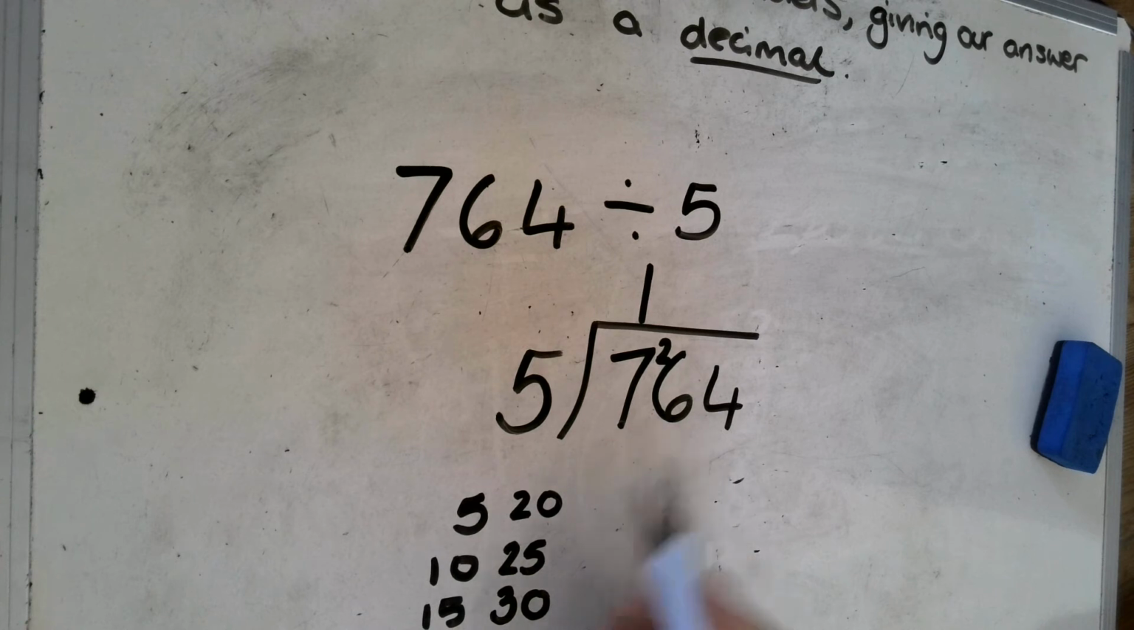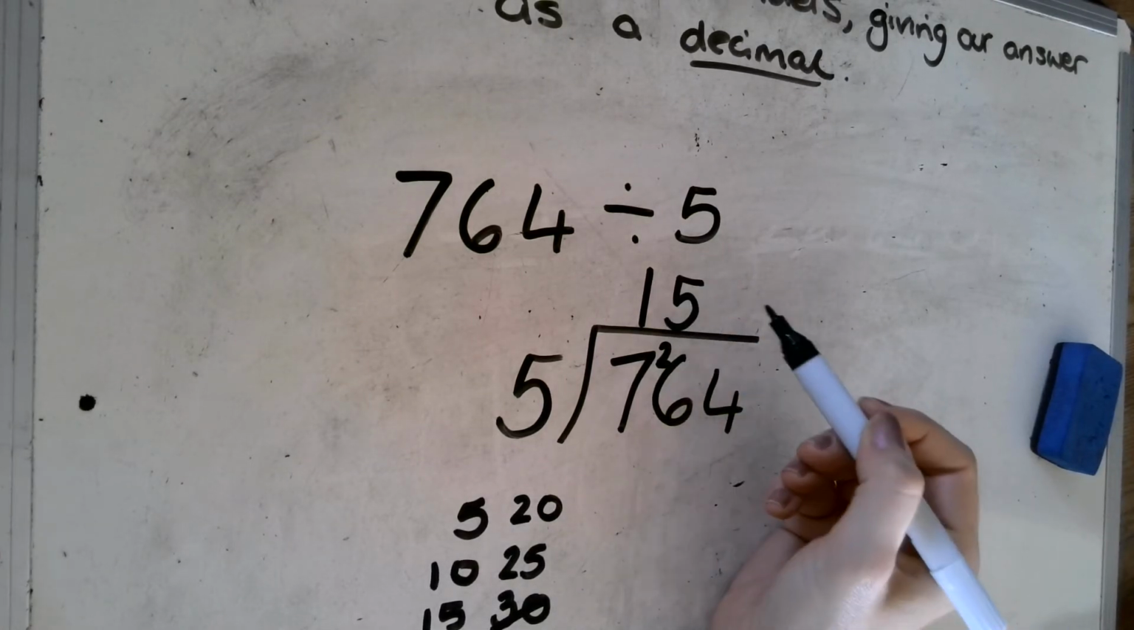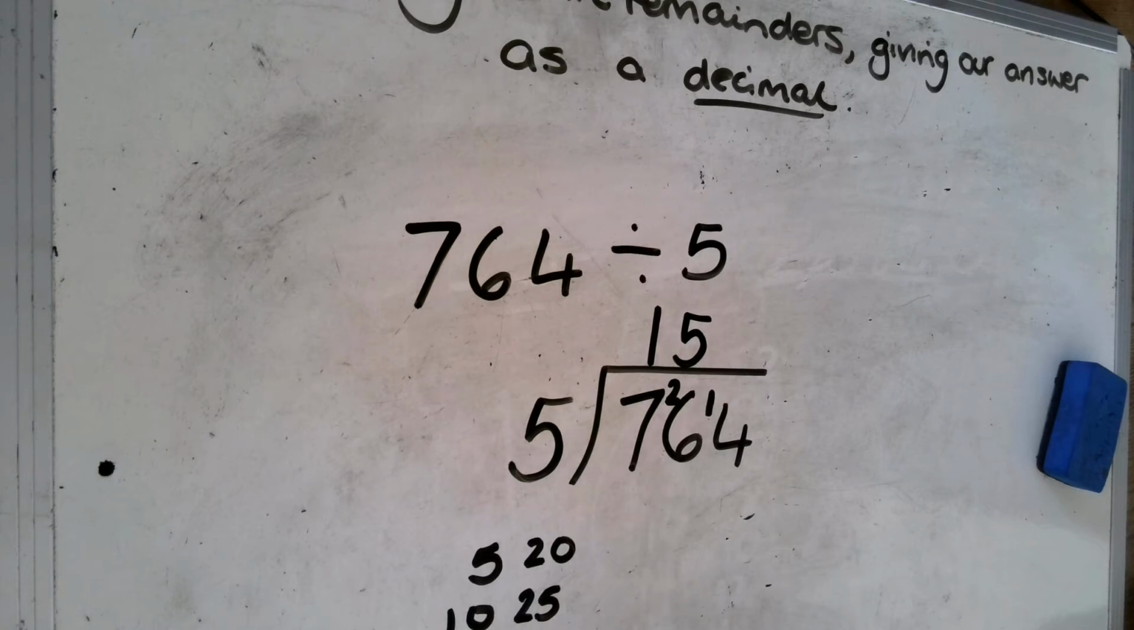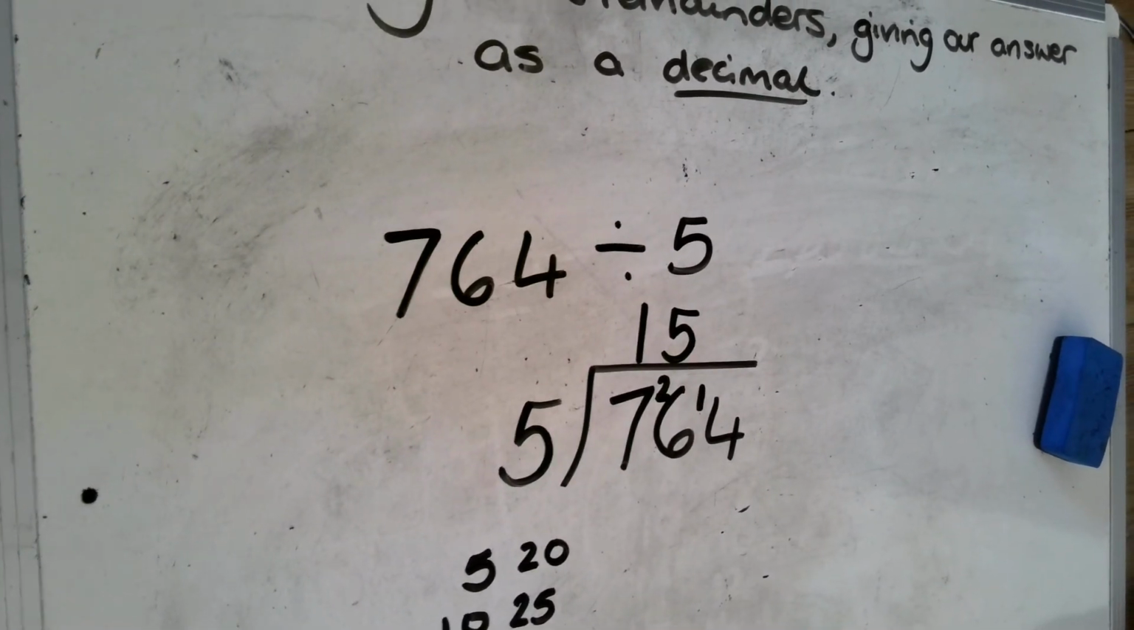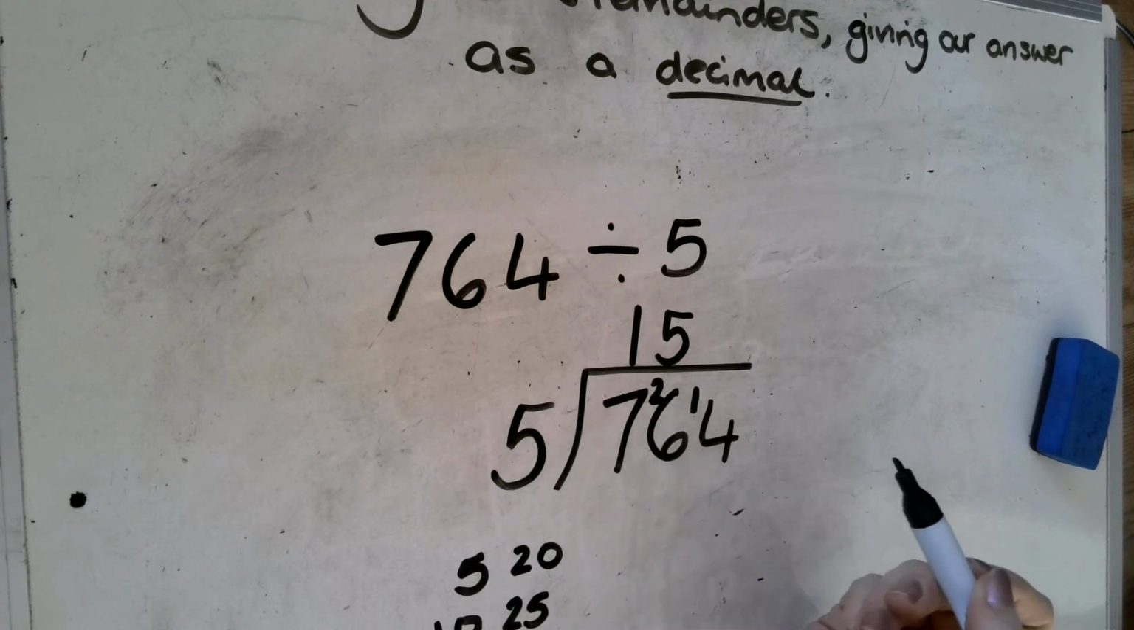30, that's too big, I've gone too far. So it's 1, 2, 3, 4, 5. So 26 divided by 5 is 5, remainder 1, which goes in front of our 4, which is in the ones column. We now have 14 divided by 5.